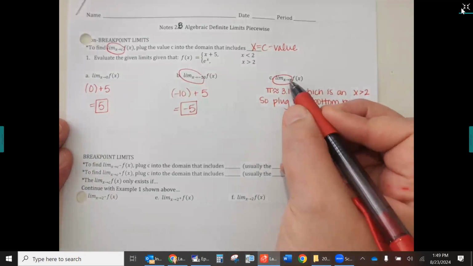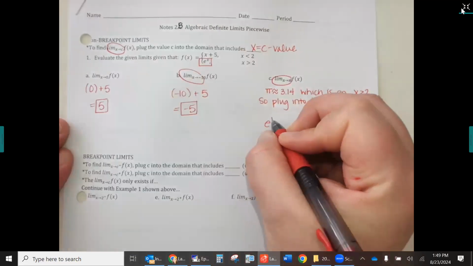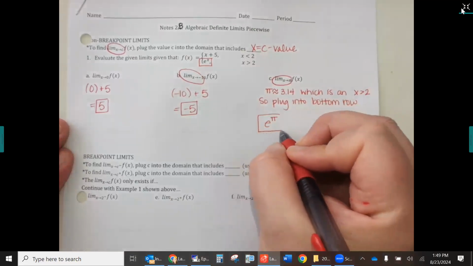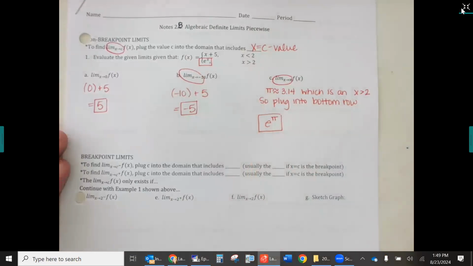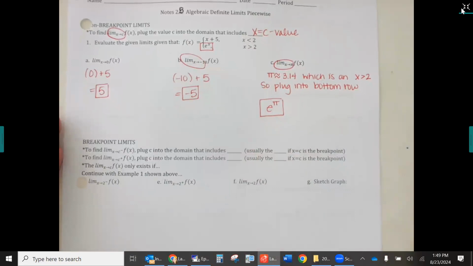Then we're going to take our pi and plug it into e to the x, so that now it's e to the pi. You probably don't know what that number is, neither do I. But we know it's a number, so it counts. Just like sine of 5 on that little warm-up that we did. Questions on that? Okay, now let's talk about what if your number is the breakpoint?